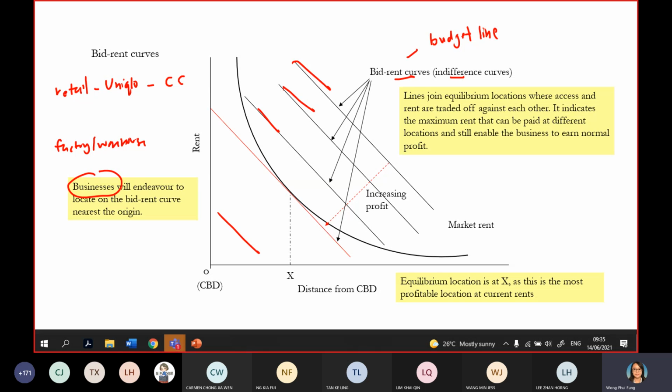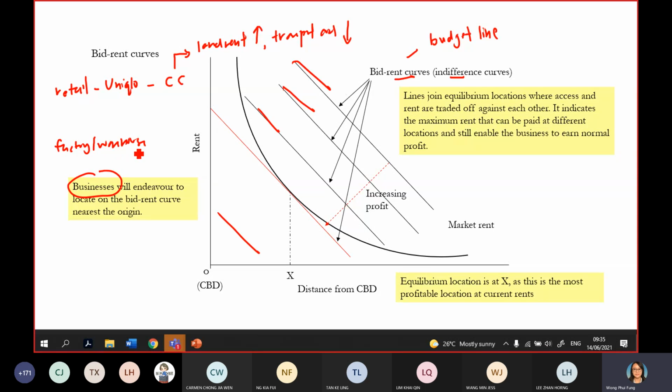Why? Because of good accessibility, most of the customers focus on city center. That is a central place whereby most of the people will gather. So Uniqlo depends on this customer flow and labor availability, so they will choose to locate their business in city center. But just like I told you already, when you choose to locate at city center, you have to pay higher rental. But on the other hand, your transport cost will be lower.